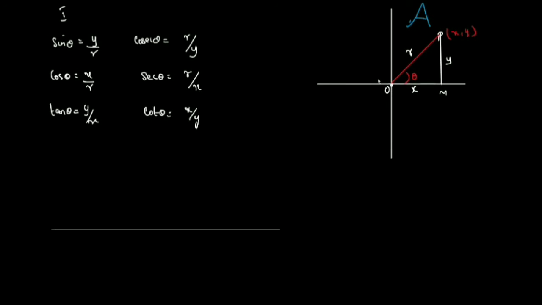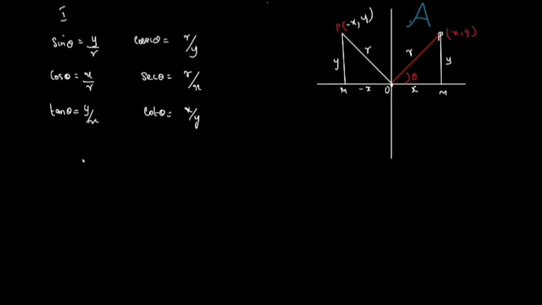Now suppose the point P is in the second quadrant. Suppose the point P has moved here to the second quadrant. So what is P now? The x coordinate will become negative. What happened to the x coordinate? Will it be positive? In the second quadrant it is negative, right? Y coordinate is positive. So this is minus x, this is y, and this is r.